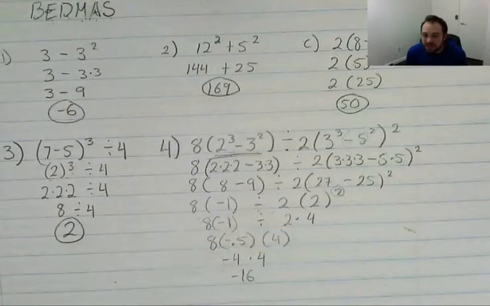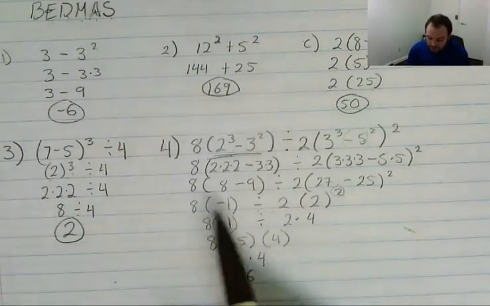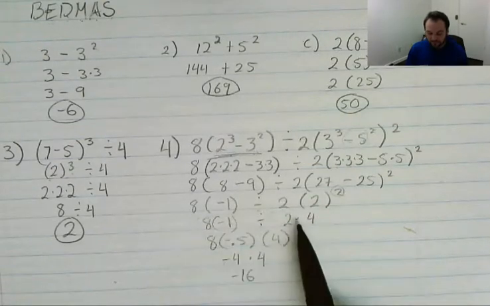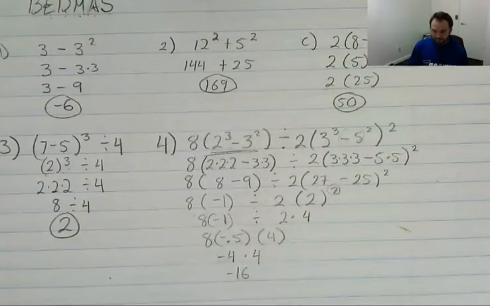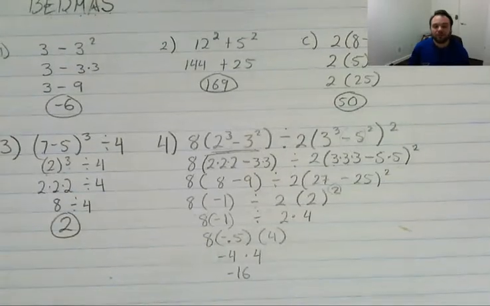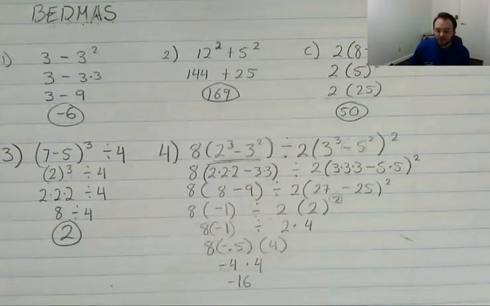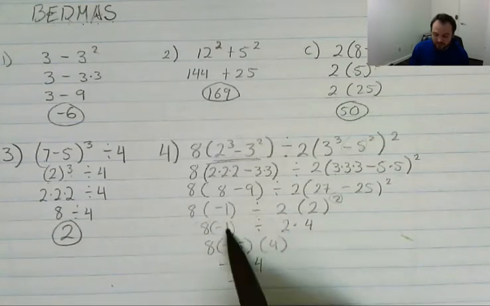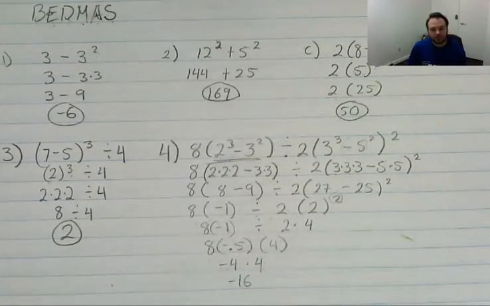A common mistake that students might do is here they might go 8 times 1 and then 2 times 4 and go negative 8 divided by 8 to get an answer of 1. But we have to follow our order of operations. And really, this is our division, so this divides that, and then we go on that way. Okay?